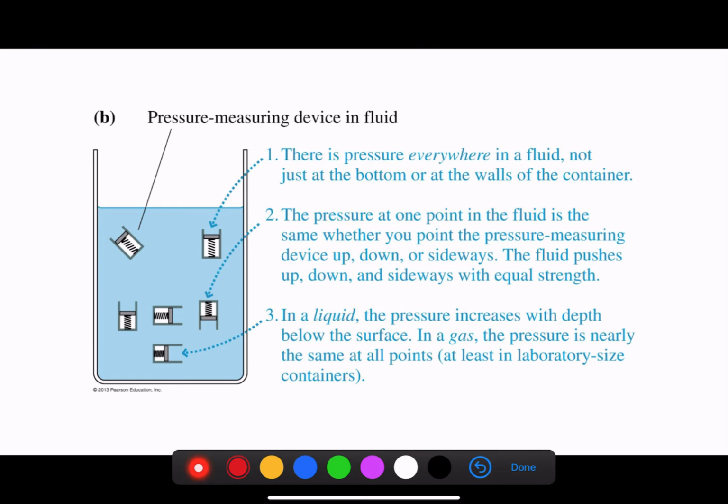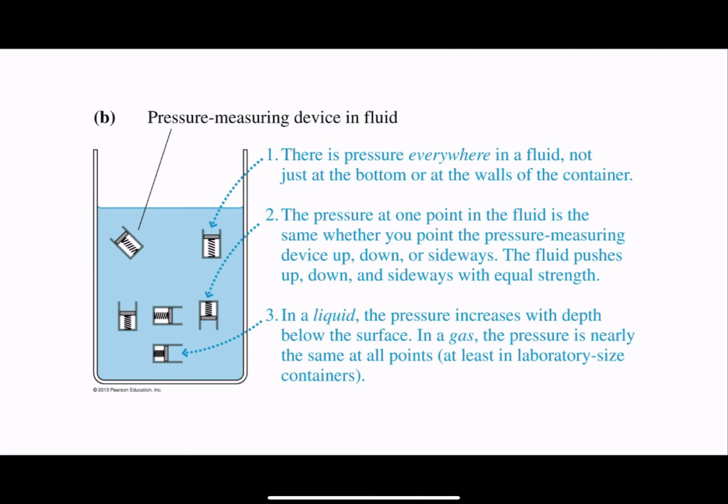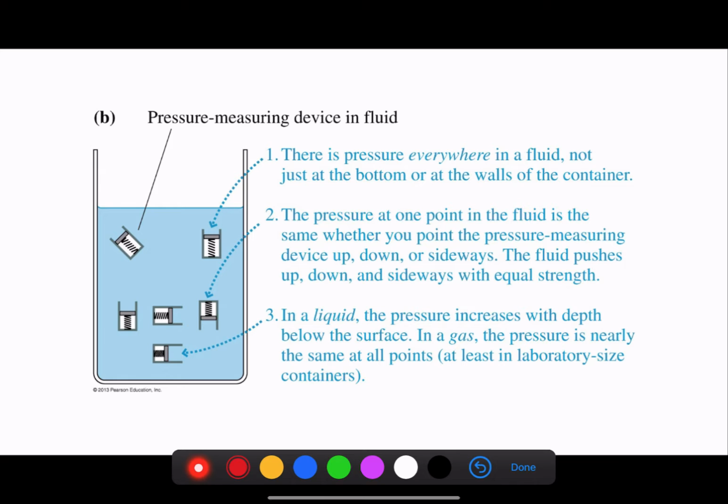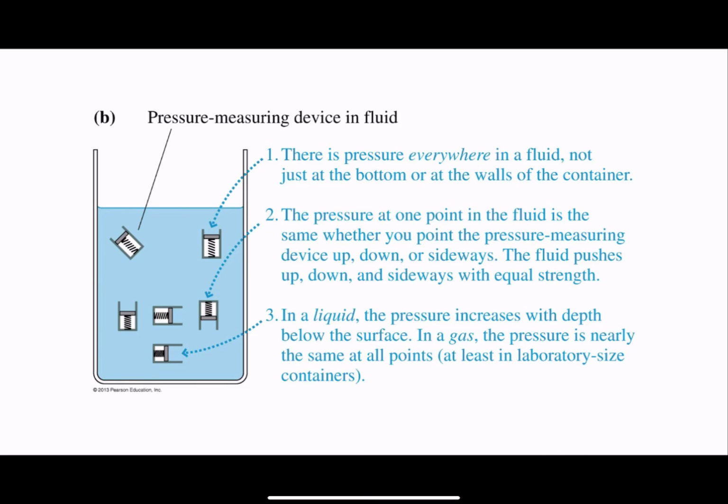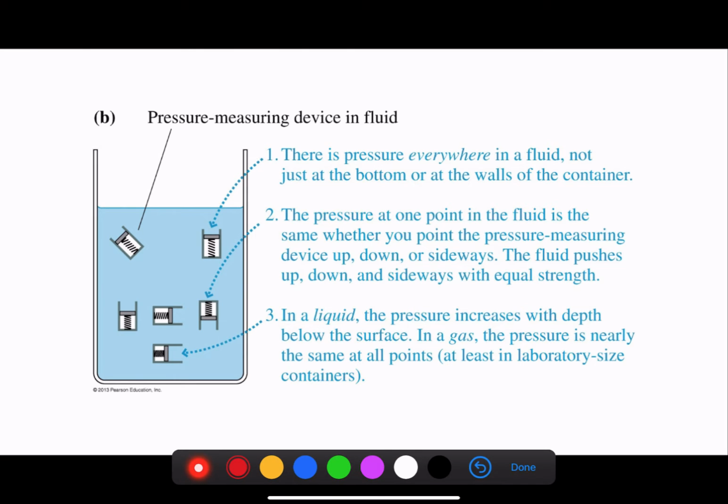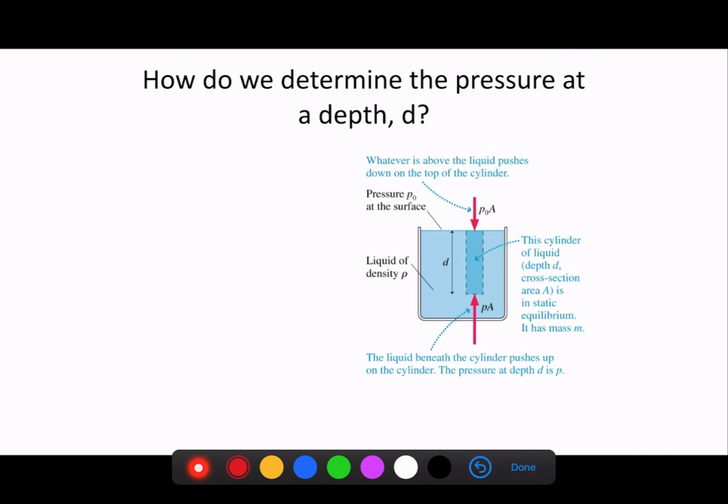In an earlier video, we created a little pressure measuring device made out of a piston and a spring. When we put many of these devices inside a container of liquid, we saw that the spring was compressed more when placed at the bottom of the container of liquid when compared to the top of the container. Our conclusion was then that the pressure inside of a liquid is going to be higher at the bottom than at the top. So, how exactly do we determine the pressure at a particular depth?